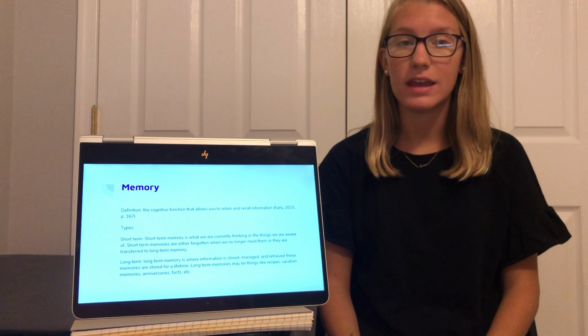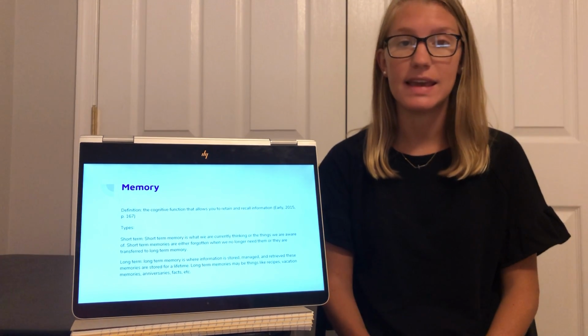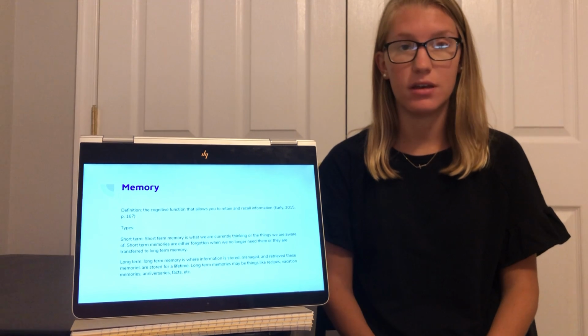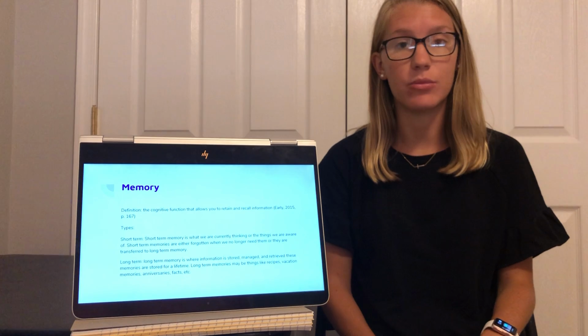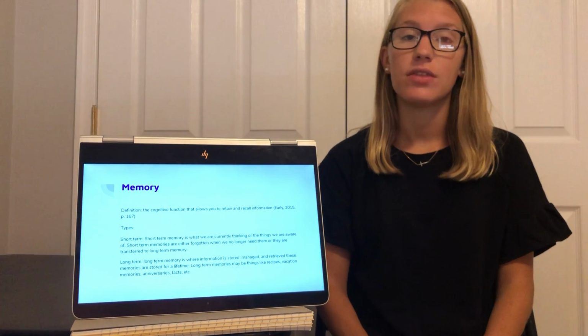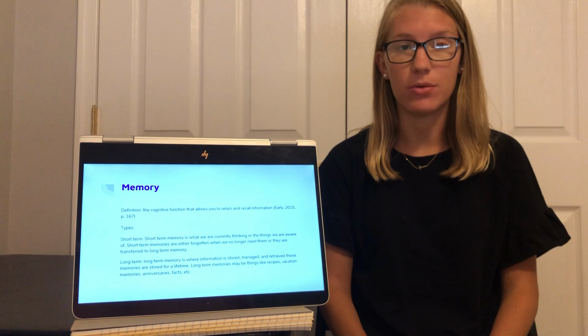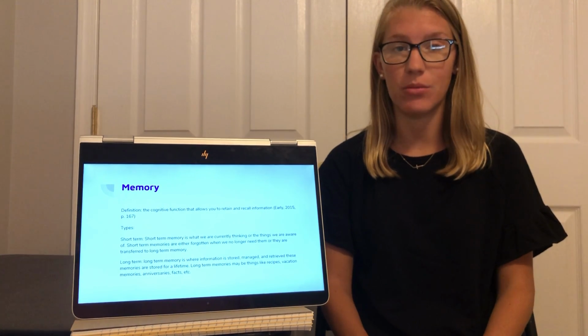So memory is the cognitive function that allows you to retain and recall information. So it's got two functions: to retain, so store memory, and recall, so to recall memories. There are a lot of different types of memory, but two of the most common are short-term and long-term memory.